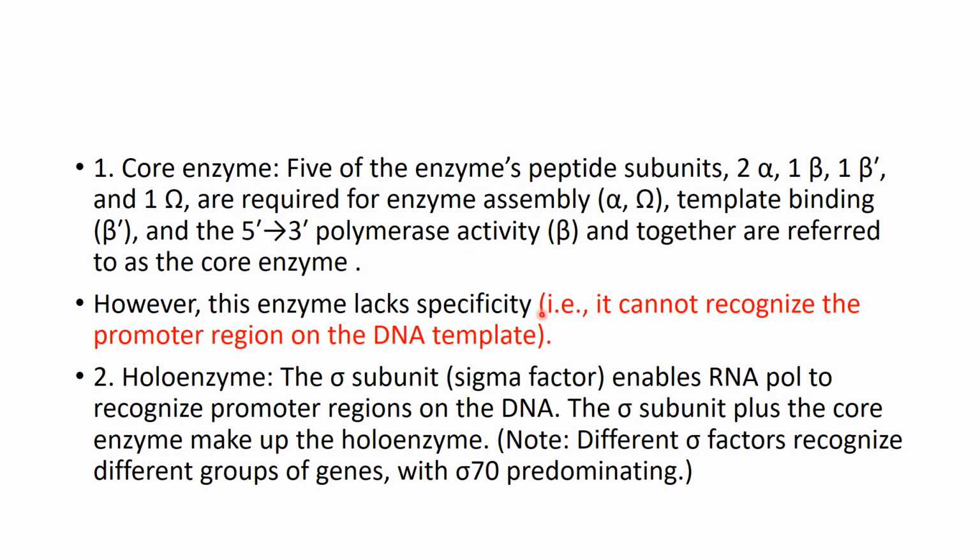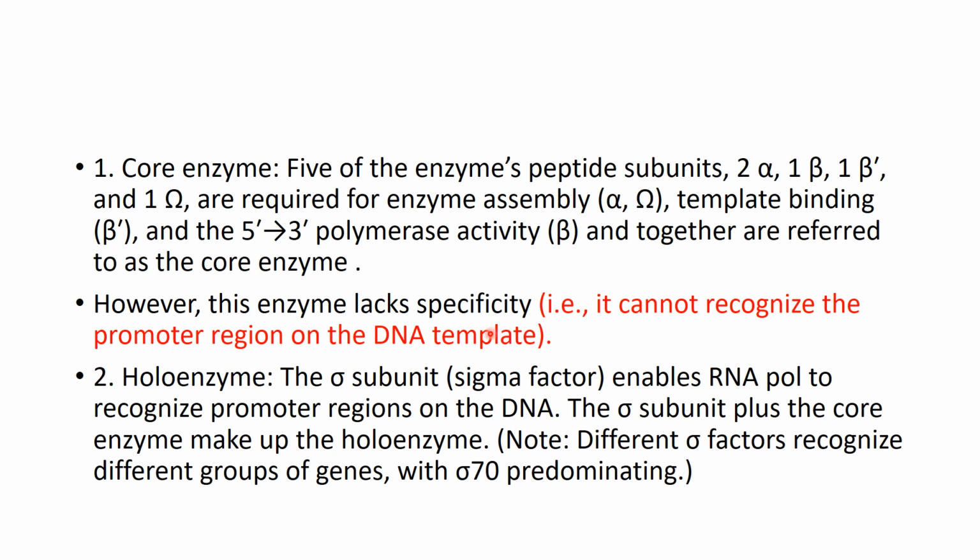Now this enzyme actually lacks specificity. What does it mean? It needs an additional component so that it can recognize the promoter region in the DNA double helix. How will it recognize the promoter region? Again, I repeat, this is the core enzyme which comes into association with the help of omega, and this entire thing is known as the core complex. But still this enzyme is not able to identify the promoter region of the DNA double helix.